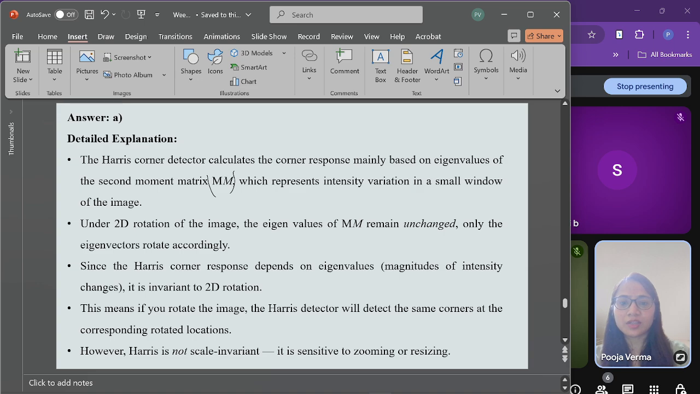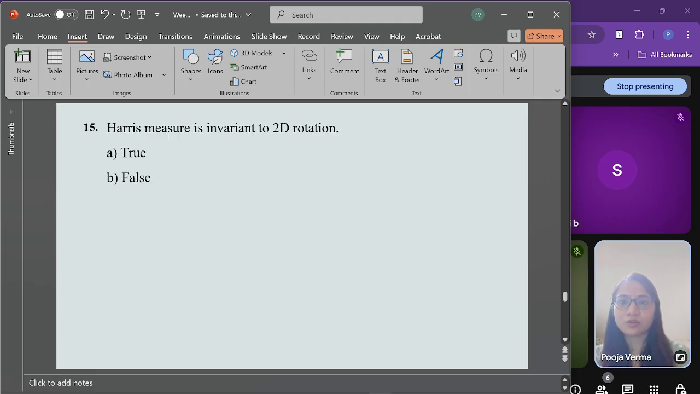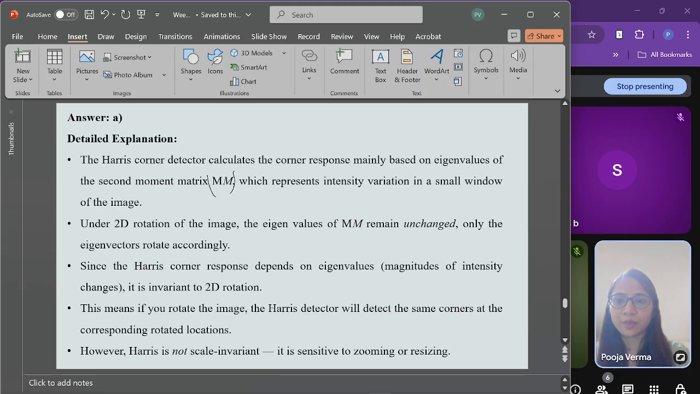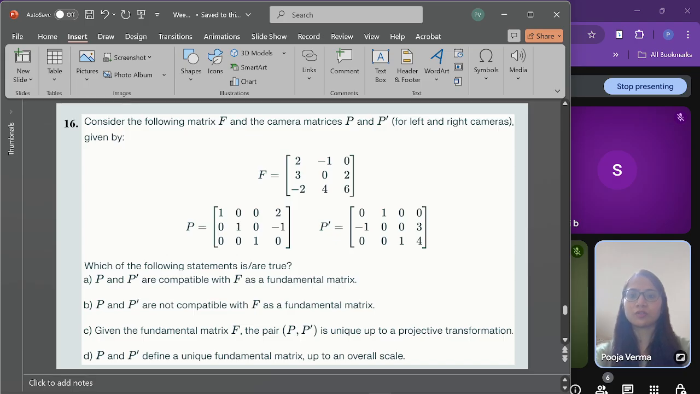So Harris is not scale invariant. It is sensitive to zooming and resizing. Okay. So Harris measures the invariant in 2D to 2D rotation, I think, invariant to 2D rotation is true. Okay. I think you will study about this one next week. By mistake, I have taken it in this week. So you can just ignore it.